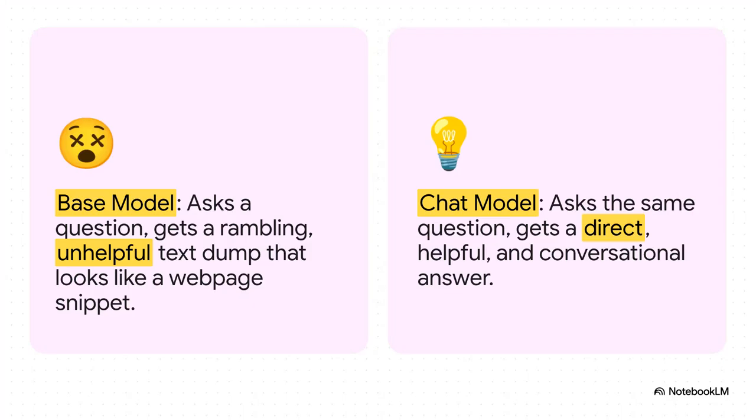And wow, look at the difference here. On the left, the base model, you ask it a simple question and it just kind of spouts out nonsense, like it's trying to complete a random sentence from the internet. But on the right, the chat model, it gives you a perfect, helpful answer. So how do we bridge that gap?